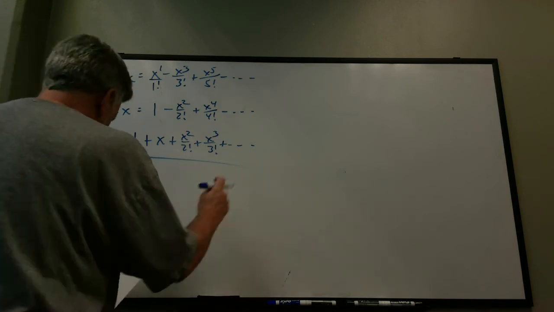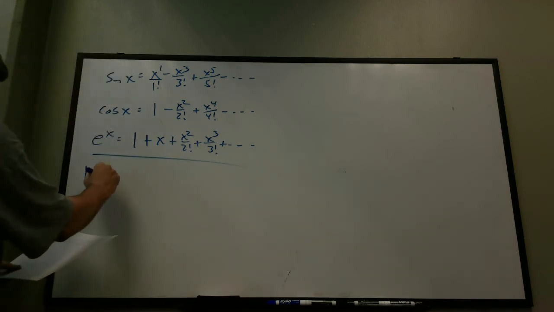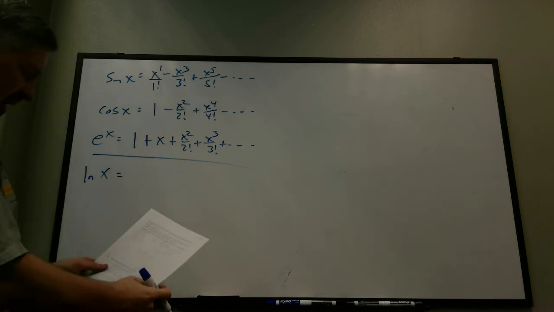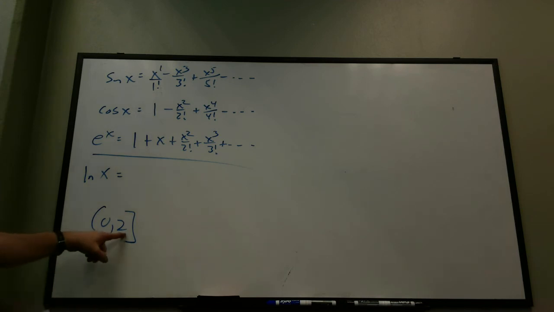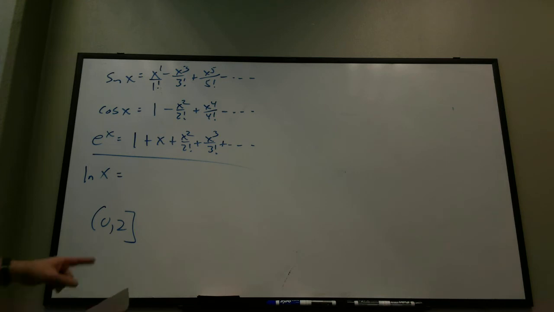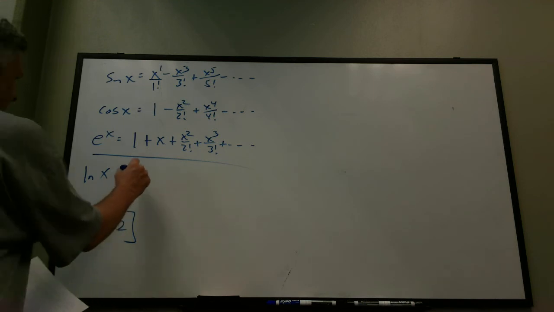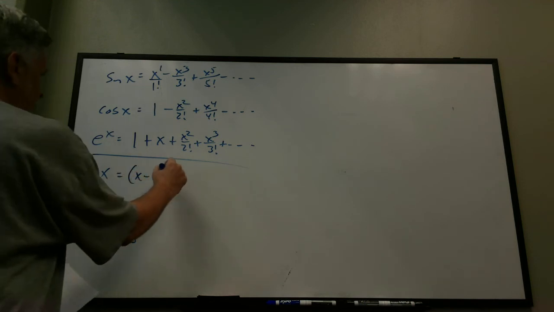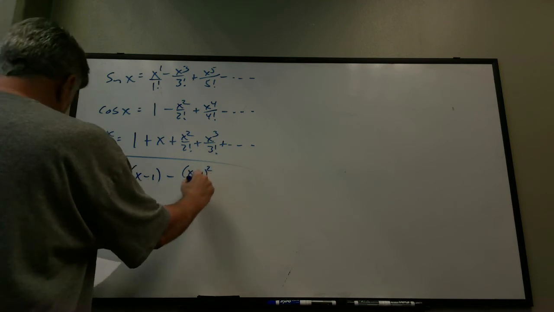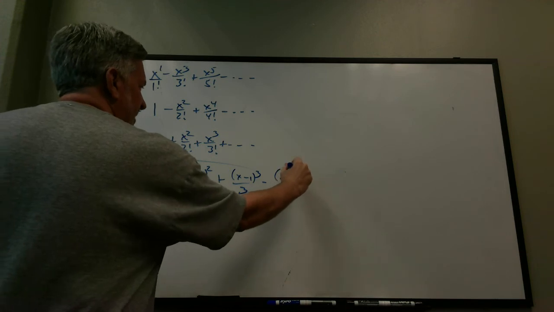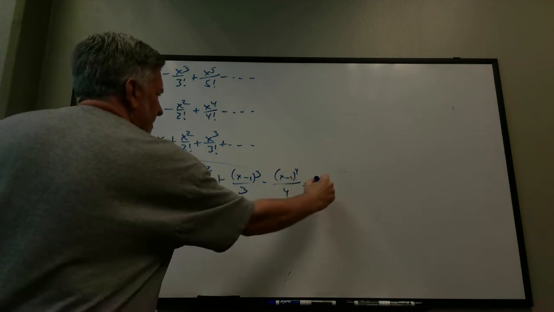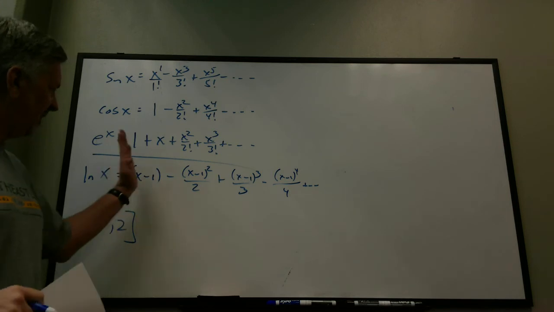And then the last one I want you to learn is natural log of x. Now notice on the very right, the interval of convergence is (0, 2], so not including 0 and including 2. It makes sense to not include 0 because log of 0 is undefined. Now, notice the center of this is 1. So we're centering this at 1, and therefore the terms have an x minus 1. So it's x minus 1 minus x minus 1 squared over 2 plus x minus 1 cubed over 3 minus x minus 1 to the 4th over 4, etc. Notice this one alternates plus minus as well.